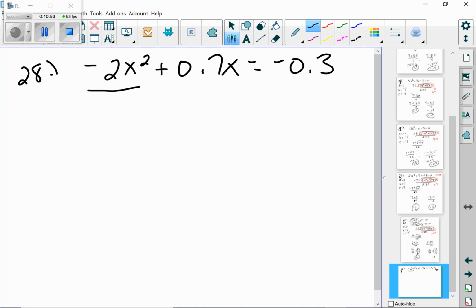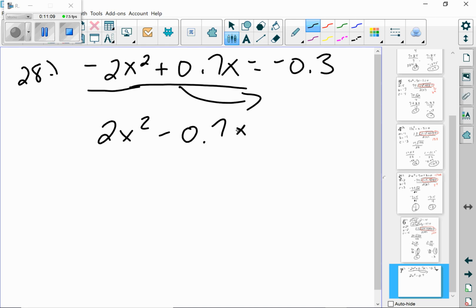So for me, I'm moving all this stuff to the right, so it'll make that positive. Not technically to the right, it's going to be on the left of the equation, but I'm flipping the signs. So 2x squared minus 0.7x, and then keep that one as negative, minus 0.3 equals 0.